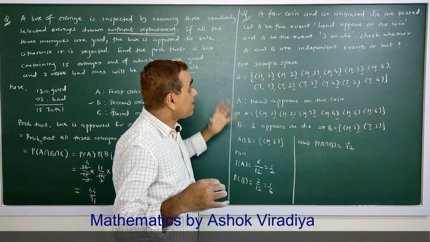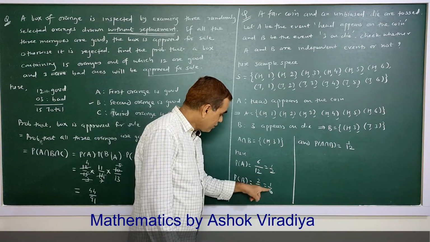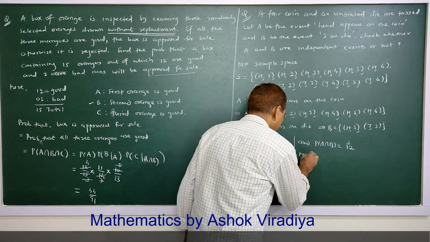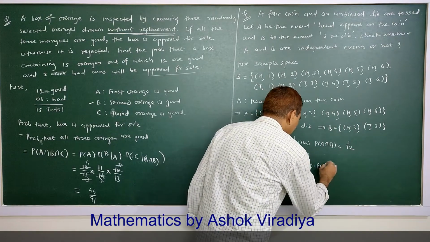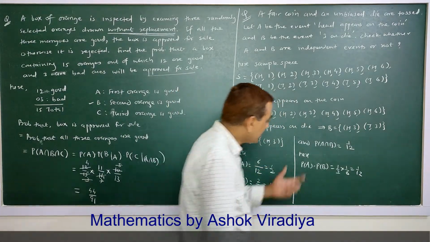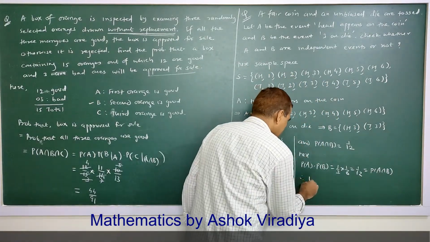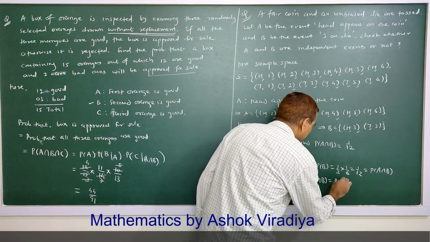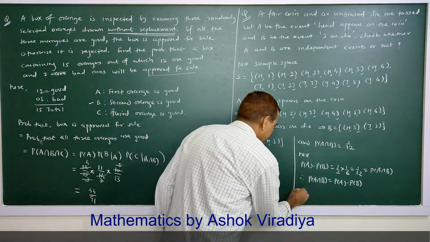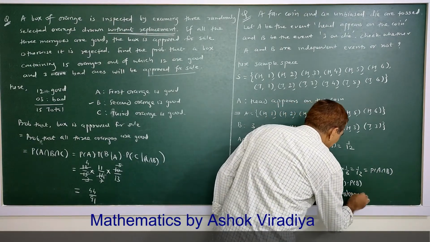Now we want to check whether A and B are independent. Now look here. Check product of these two numbers, 1 by 2 into 1 by 6. So it is 1 by 12. So it is clear that P of A into P of B is 1 by 2 into 1 by 6, that is 1 by 12. Product of these numbers is 1 by 12. It is same as P of A intersection B. So what is proved here? P of A intersection B is P of A into P of B. Therefore A and B are independent events.